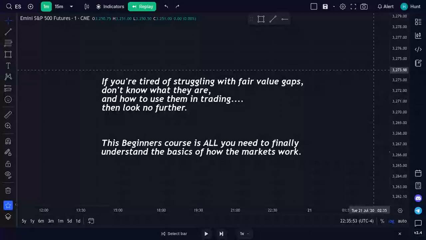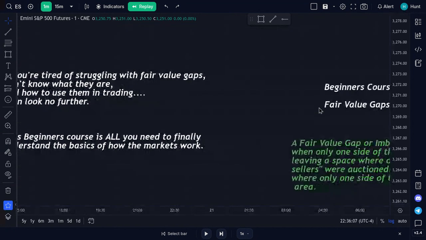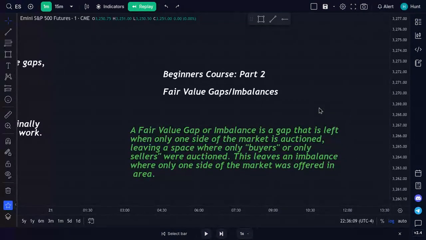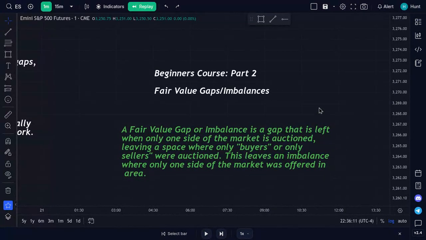Tired of struggling with fair value gaps, don't know what they are or how to use them in trading? Then look no further. This beginner's course is all you need to finally understand the basics of how the markets work, how fair value gaps work, and exactly how to identify them. This is the beginner's course part 2. This is obviously over fair value gaps and imbalances.